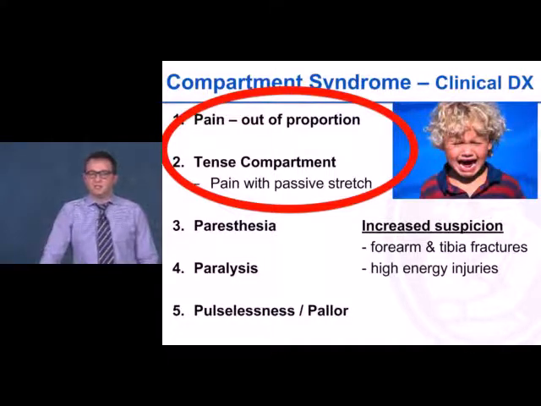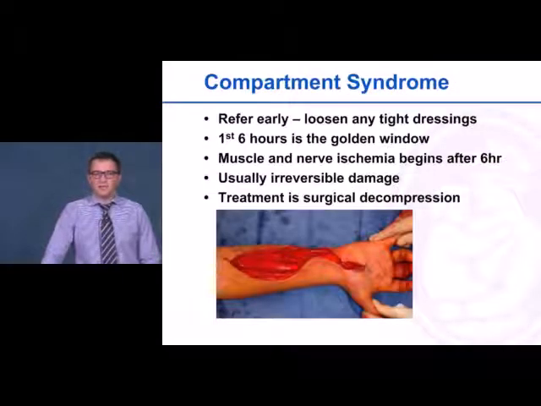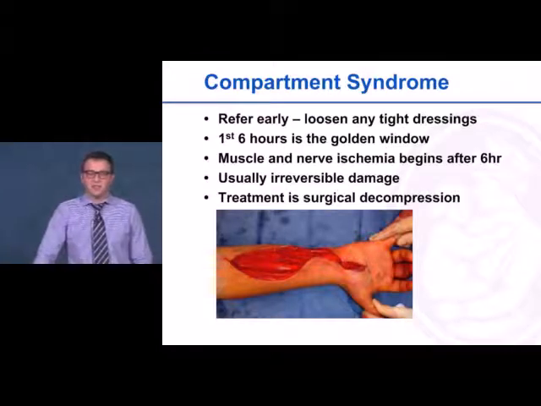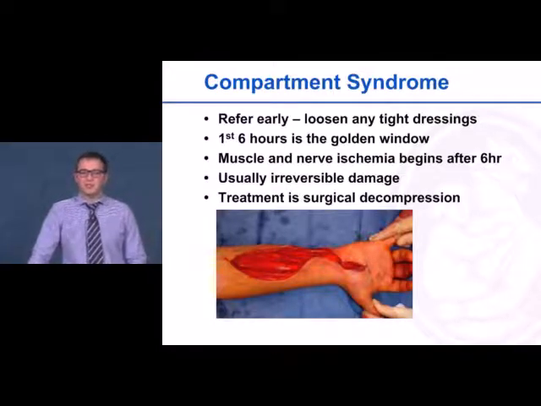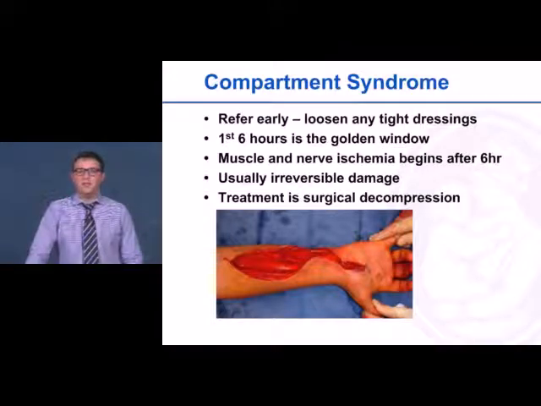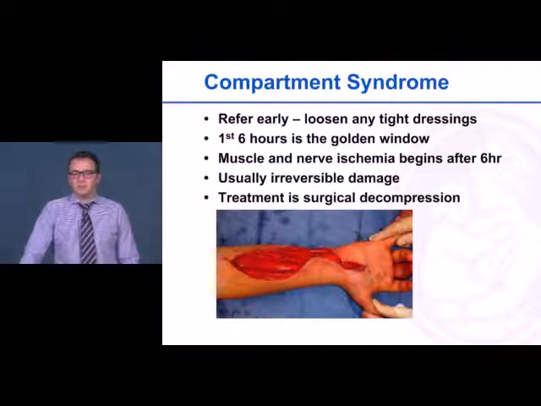So have an increased suspicion in high-energy injuries, primarily in the forearm and in the tibia. And when you see a compartment syndrome, you need to refer early. First, loosen any tight dressings that exist on the patient, because the first 6 hours is our golden window. In these 6 hours, we need to decompress the tight area to allow for reoxygenation to the muscle and nerve. Muscle and nerve ischemia begins after 6 hours, and at that point, it's usually irreversible.